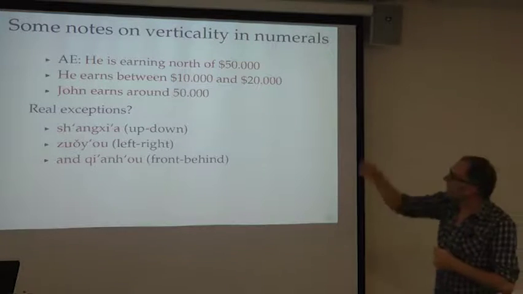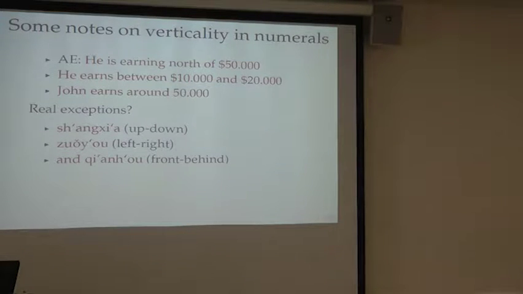Also, you could think about things like "he earns between $10,000 and $20,000." Is this vertical? Well, at least it's compatible with a vertical axis, right? So I'm standing between the floor and the ceiling, between lower and higher. The sausage is between the two sides of the bun, right? The two bits of the bun.